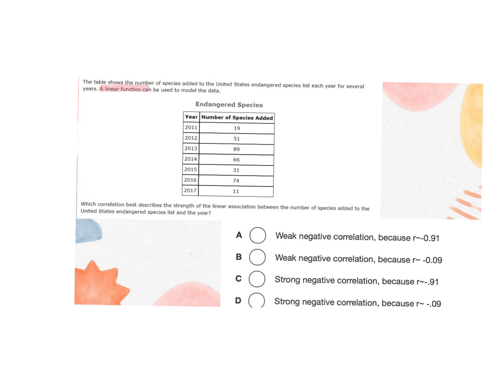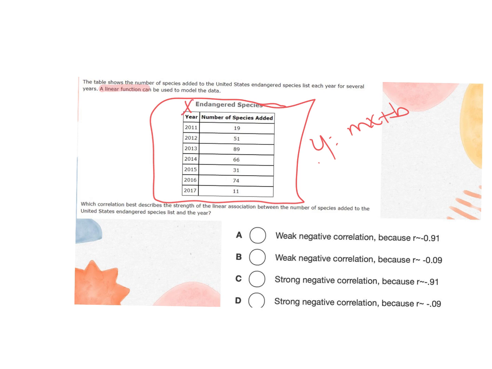So if you know it's a linear function, you know that when you do the correlation coefficient, you're going to want to put it in that y equals mx plus b. So what you're going to do is take this table and add it into Desmos. Now, the only adjustment that you need to make is you're not going to put in 2011, 2012.